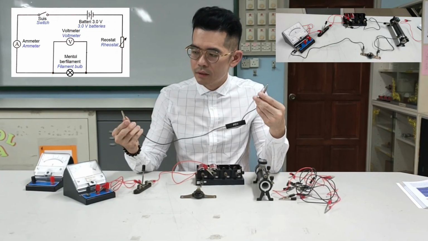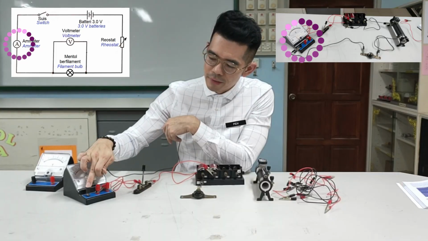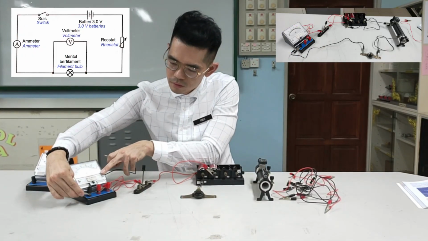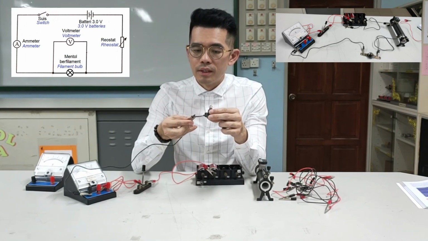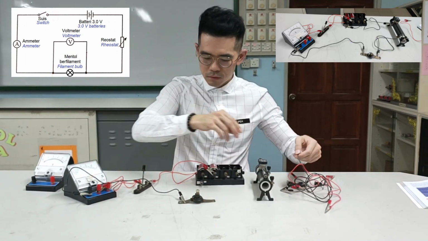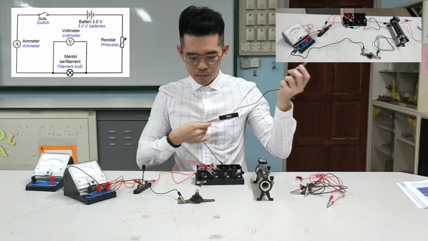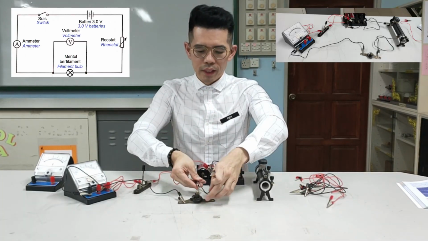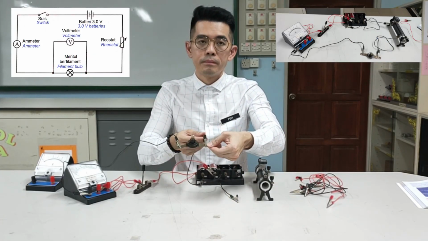So next, connect the connecting wire to the negative terminal of the ammeter, which is the black button here. And then connect to one side of the bulb. And then now we want to connect the connecting wire to the other side of the bulb holder here.